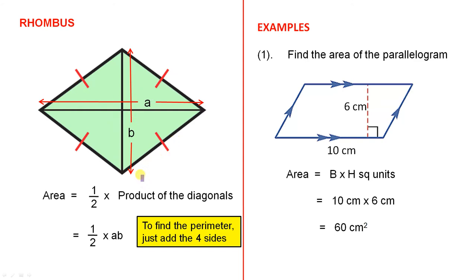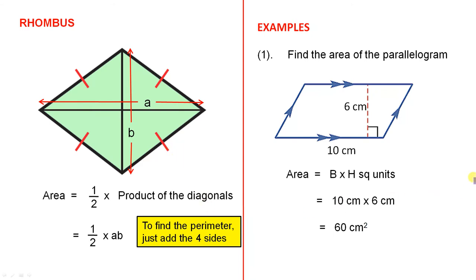For the rhombus, if you are given each of the diagonals, that is the long diagonal and the short diagonal, the area is half the product of the diagonals. In other words, multiply the diagonals together and halve the answer, and that gives you the area. Again, that's square units. To find the perimeter, just add the four sides. So 1, 2, 3, 4, if you know those measurements, add those up and that gives you the perimeter.